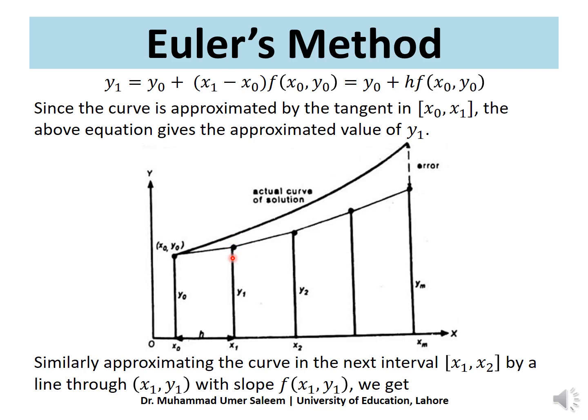So we'll proceed in a similar way for the interval x1 to x2. We will find the tangent to the curve at x1 y1, and the slope of the tangent will be f of x1 y1. Since this is passing through x1 y1, we will get the same equation. So for the case of y2, this y naught will be replaced with y1 and this x naught will be replaced with x1. So we'll get y2 is equal to y1 plus h f of x1 y1 for the second point. So we'll continue that process.